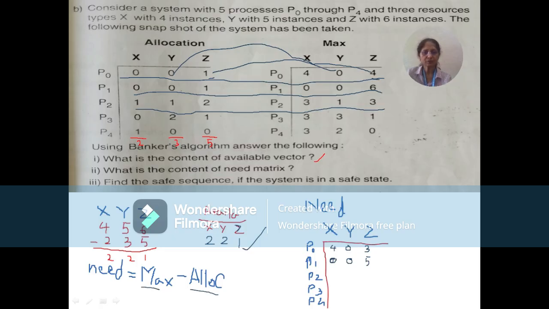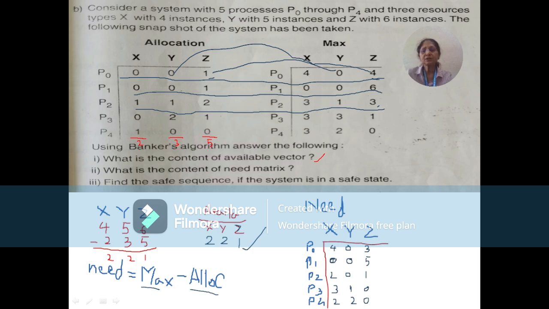3 minus 1 is 2. Then there is 1 minus 1, so that is 0. 3 minus 2 is 1. Similarly for P3, it is 3. You can calculate and see. Then it is 1 and 0. Then for P4, 3 minus 1 is 2. Then 2 minus 0 is 2 and 0 minus 0 is 0. So this is the content of the need matrix. We have answered the second question, which asks what the content of the need matrix is.